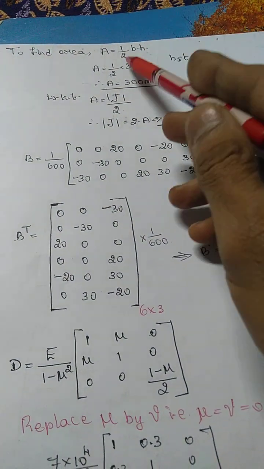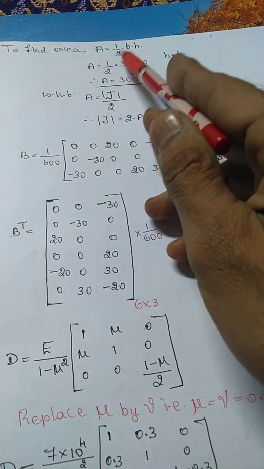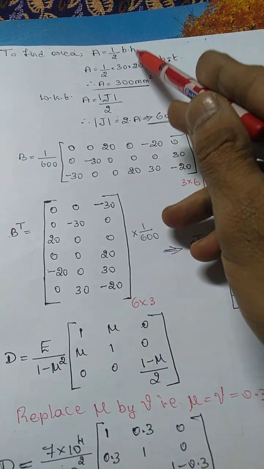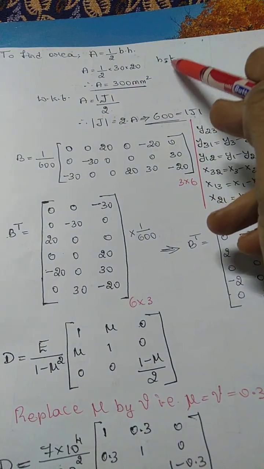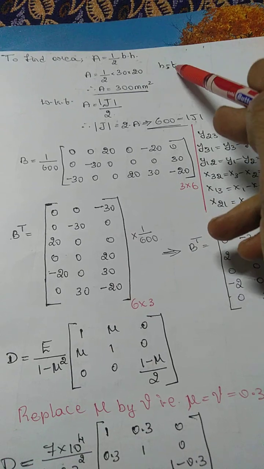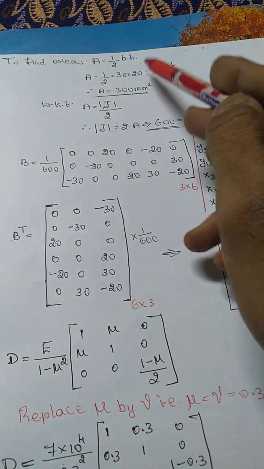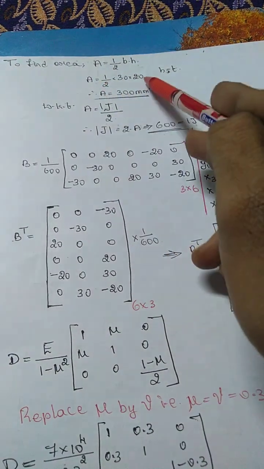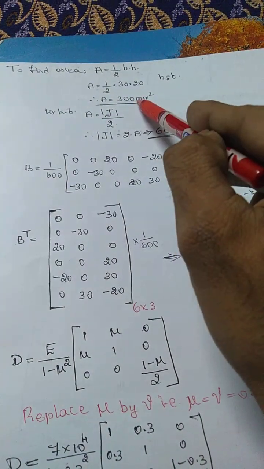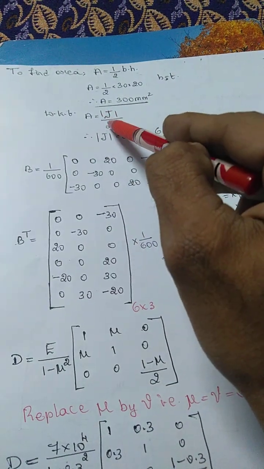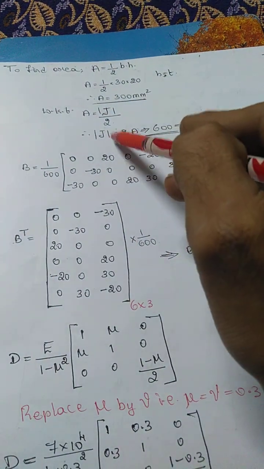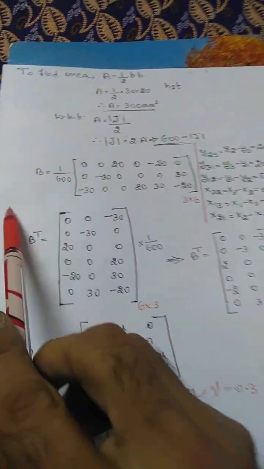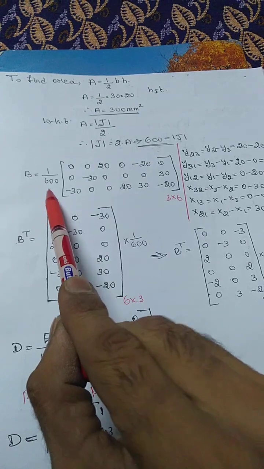The area of the triangle is A equal to 1 by 2 B into H. Here H is the thickness, but since we have considered thickness as T, replace H by T. The value 20 is given, B is the width 30, and 1 by 2, so you get the area. After that A is equal to J by 2, so you get the J value as 600. Next, we have to find the B value.